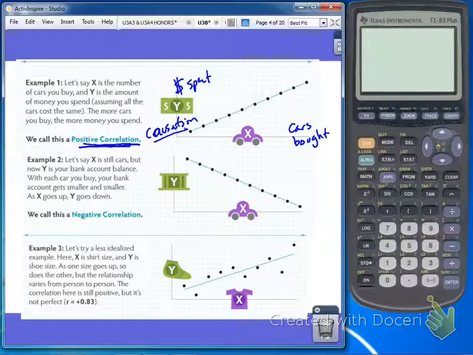Let's say X is still cars, okay? But now Y is your bank account balance. So with each car you buy, your bank account gets smaller and smaller and smaller. Okay? As X goes up, Y goes down. Here, X went up, Y went up. There's a positive correlation. Here, it's a negative correlation. Okay? That's correlation. Can we talk about causation here? Does one cause the other? Yes. The more cars I buy, my bank account gets smaller and smaller. So this is also causation.